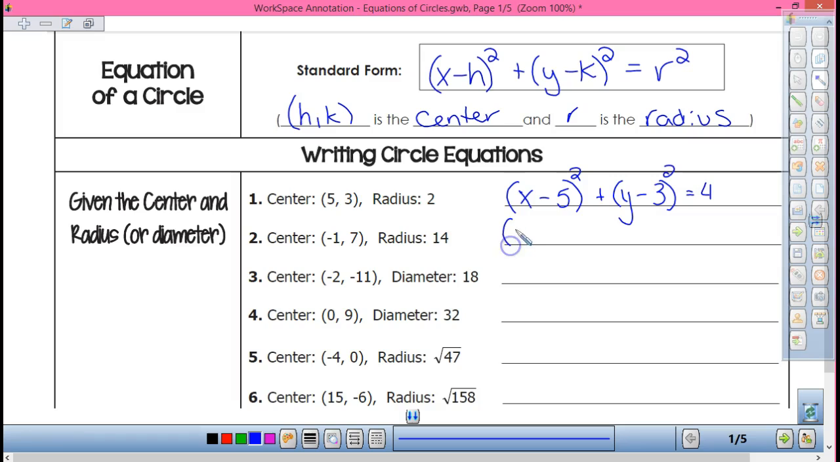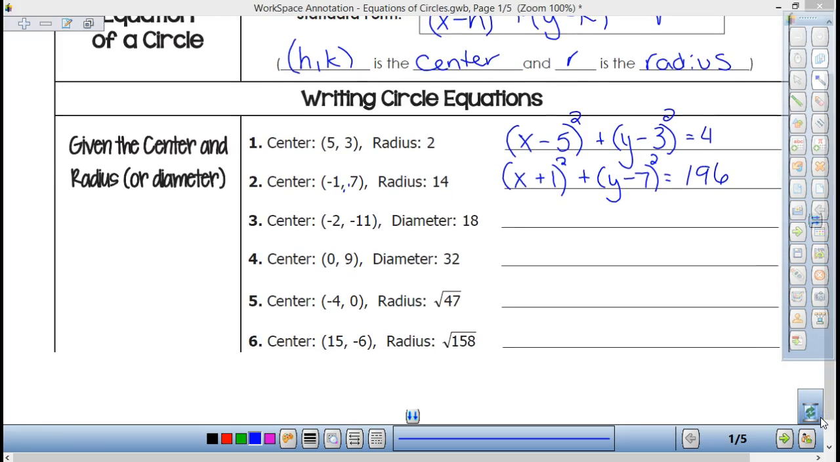Okay, so be careful. So now it's x minus negative 1, which gives us plus 1, squared. So it's always going to be opposite. Our sign will always be opposite of what our h and our k is. Plus, this is always the plus sign, (y - 7)² = 14 squared, 196. I forgot the squared. See, I told you that we're all going to forget our squares, right?